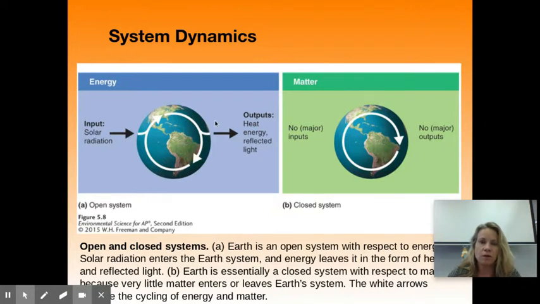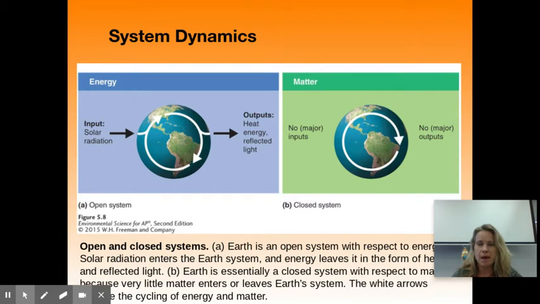So in an open system, we've got energy and matter going in and out. In a closed system, matter is not going anywhere. So this is why the Earth is essentially considered a closed system. It depends on what you're looking at. If you're looking at energy, it's not. If you're looking at matter, it is. So it can be either open or closed. But just realize that when we're talking about open, usually we're talking about matter.